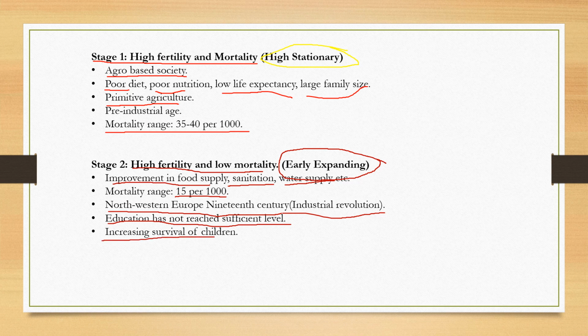Increasing survival of children. That means in the previous stage, the survival rate of children is very poor. That is why there is high fertility and high mortality. Mortality means the infant age group is very vulnerable. But in this stage 2, the survival level of children increases. That means the society is growing to keep the children who will be better citizens of the future. Okay.